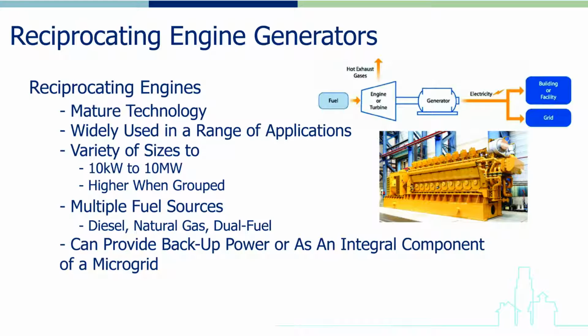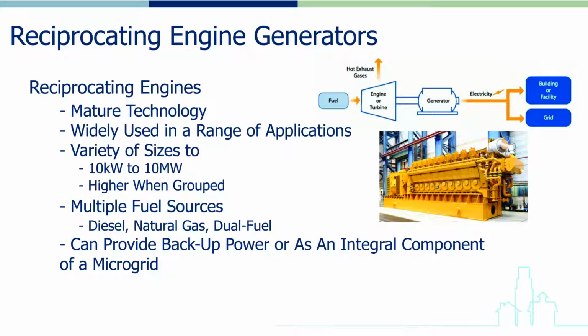Reciprocating internal combustion engines are a mature technology used for power generation, transportation, and many other purposes. They have a wide range of capacities from as little as 10 kilowatts to as much as 10 megawatts and beyond, and they can be grouped together to provide much higher outputs. As can be seen in the diagram, in a reciprocating engine generator, fuel is burned in the engine, which then drives a generator to create electricity and hot exhaust gases.